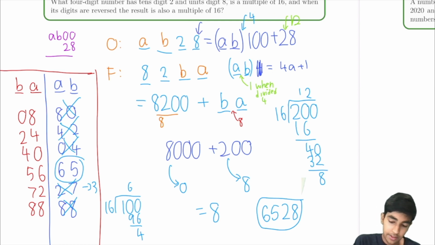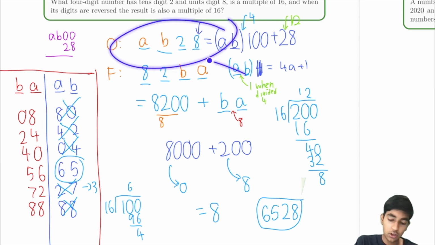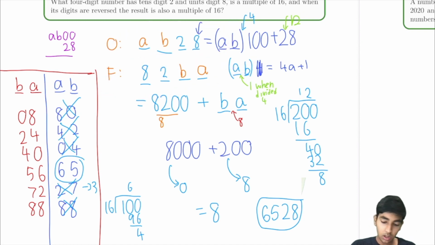First thing, write it in this notation, AB28, A2BA. Cool? Okay, then we've got AB times 100 plus 28. And then we would write it as 8200 plus BA. Right? We're just breaking it apart into two pieces. So you find the remainder when this is divided by 16 and see what must happen. This is 8 when divided by 16, the remainder. So this must be 8 when divided by 16 as well.